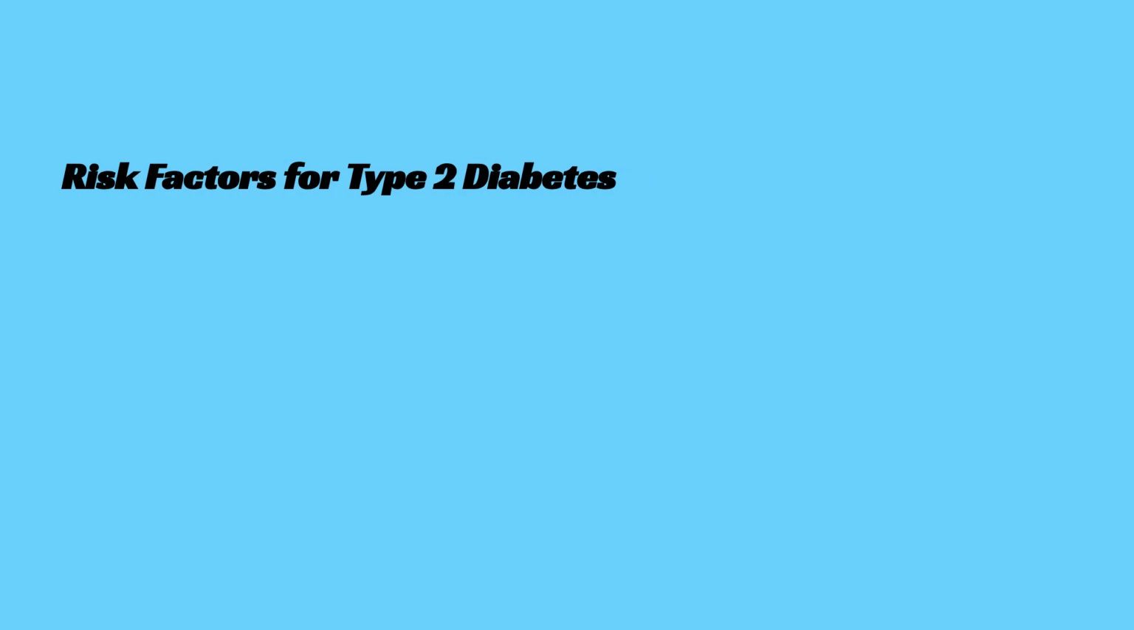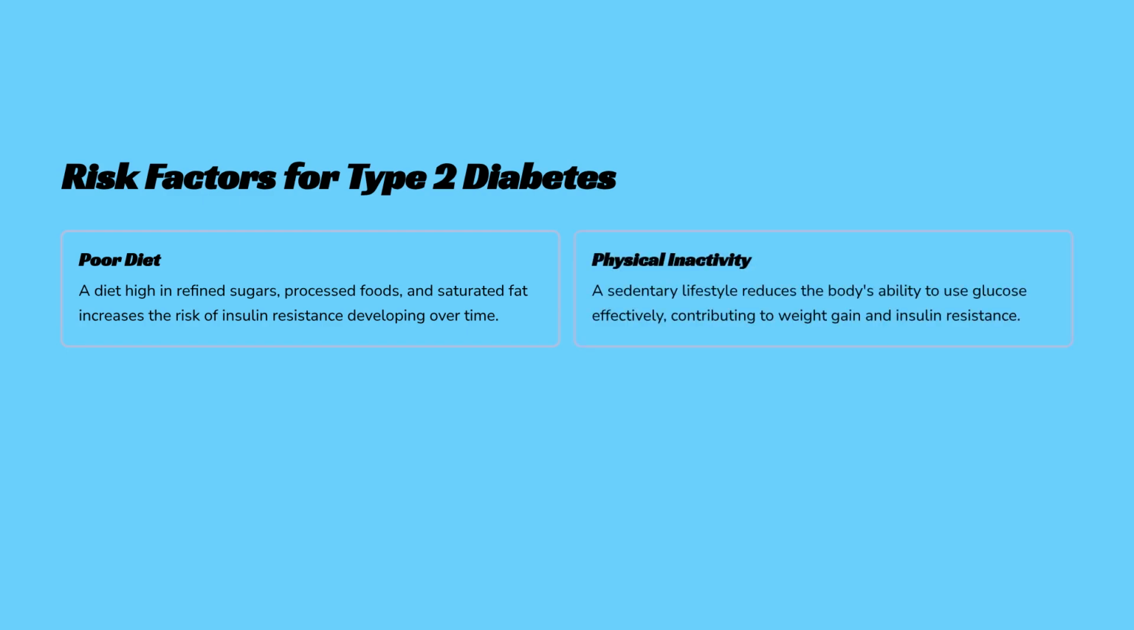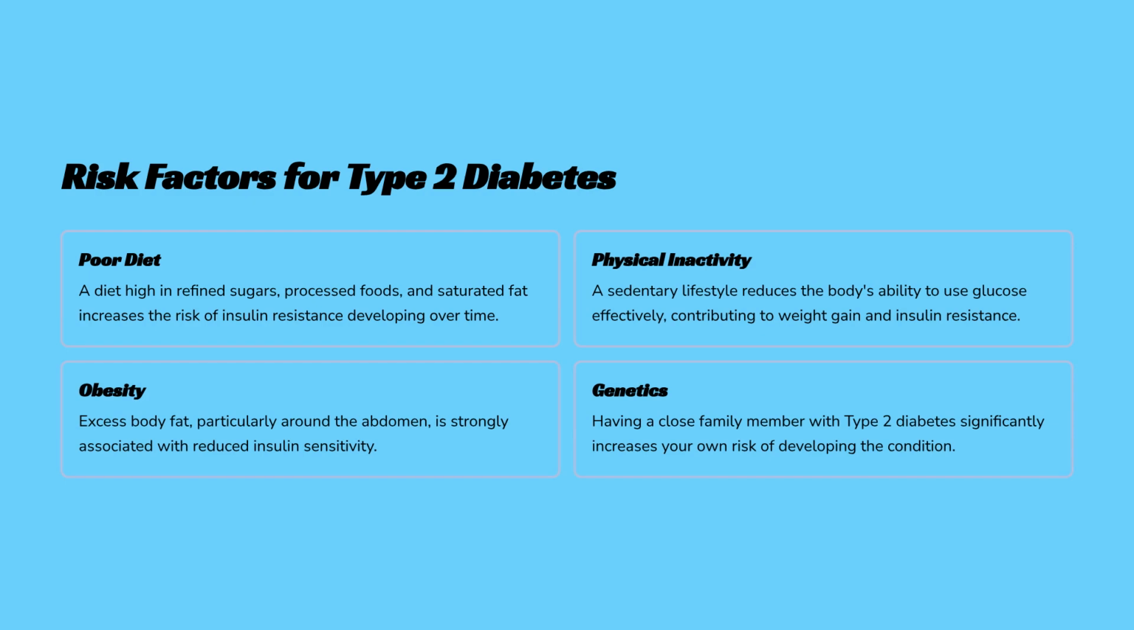Risk factors for type 2 diabetes include a poor diet high in refined sugars, physical inactivity leading to weight gain, and obesity, particularly abdominal fat. Genetics also play a role, increasing risk if a close family member has the condition.